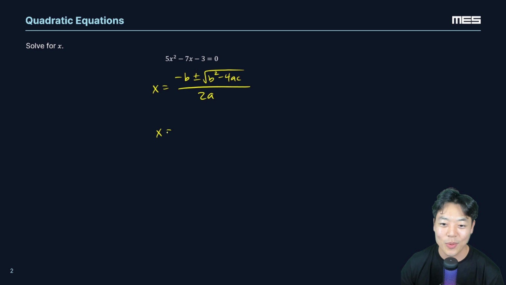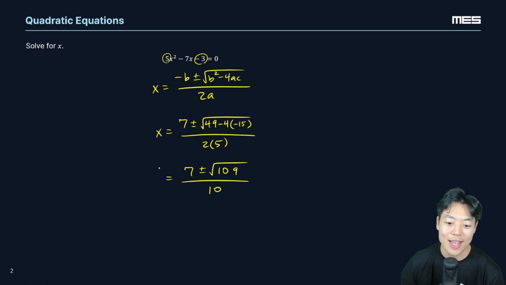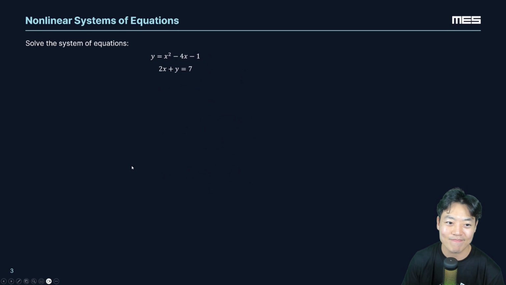So x equals negative b, and b is negative 7, so negative of that will be positive 7, plus or minus the square root of b squared, that's 49, minus 4 times ac, that's negative 15, all over 2 times a, which is 5. So we have 7 plus or minus the square root of 49 plus 60, which is 109, all over 10. There are your two values of x, and we'll write x here as well.